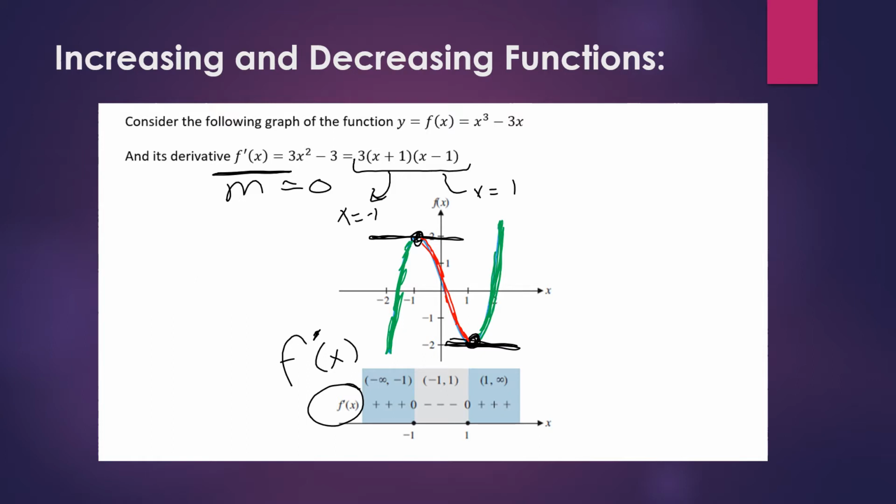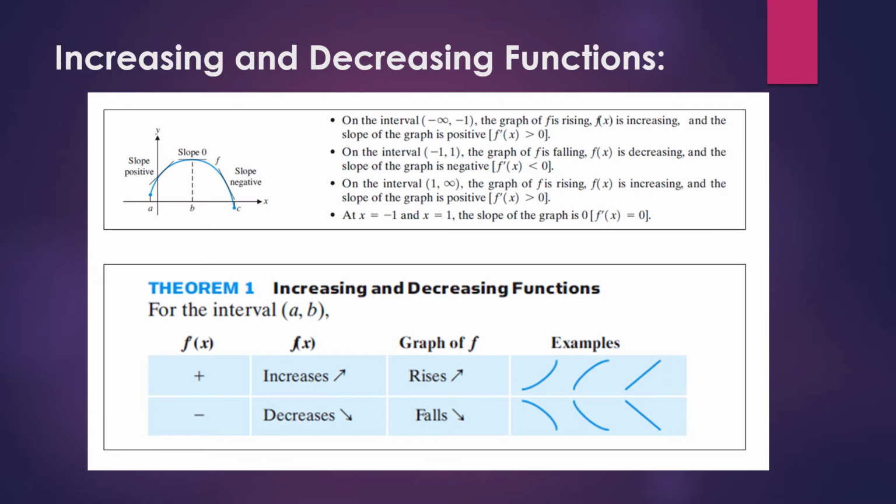So determining where a function is increasing or decreasing has a lot to do with the slope of the function, or the derivative of the function. So this first box is just summarizing what I was talking about, where the function on the first slide was increasing, where it was decreasing, and then where it was increasing again. It's also pointing out that at x equals -1 and x equals +1, the slope is 0, giving us that horizontal line. So theorem 1 talks about increasing and decreasing functions.